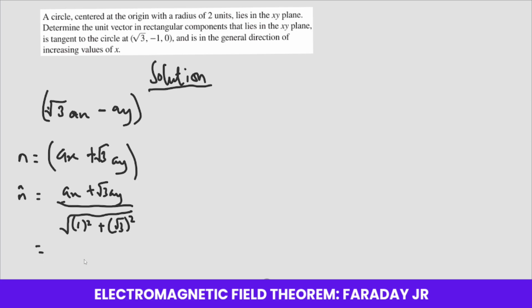What do we get? We are going to get ax plus root 3 ay all over 2. That is going to be 0.5 ax plus root 3 on 2 ay. And this is our final answer.